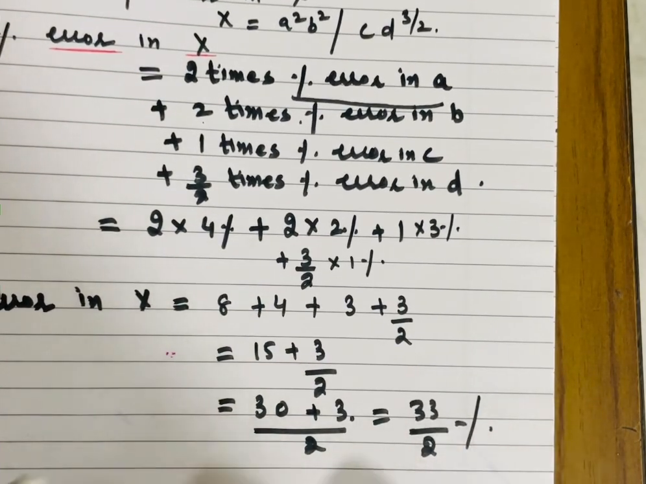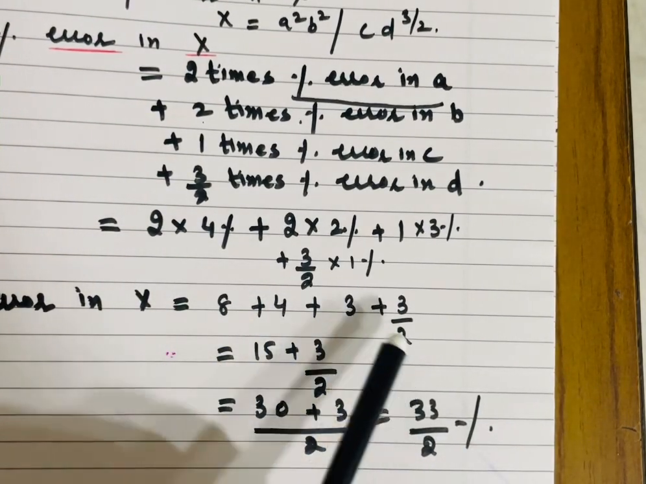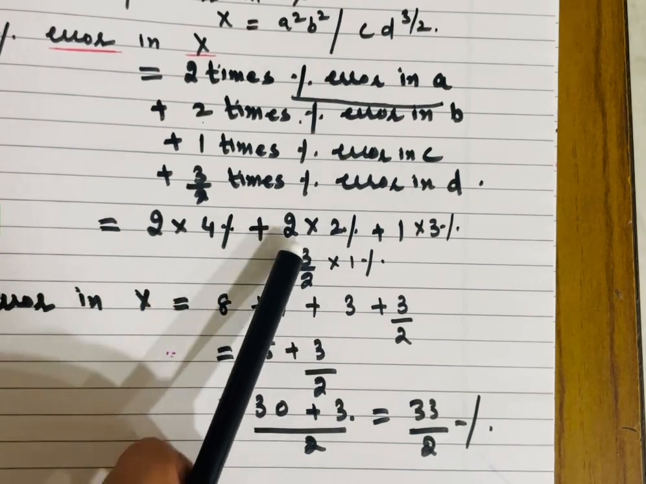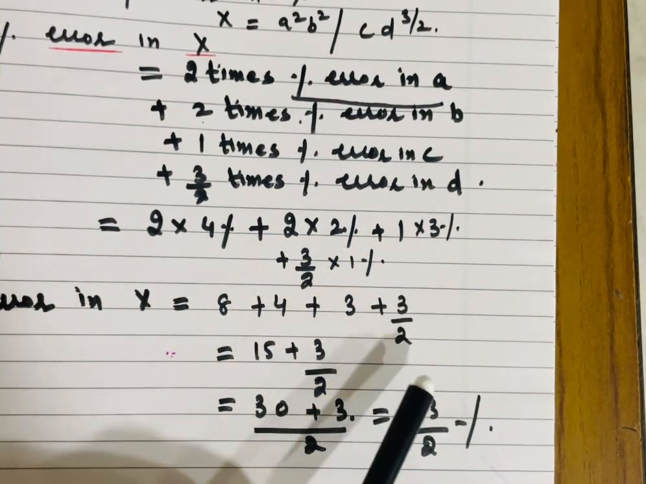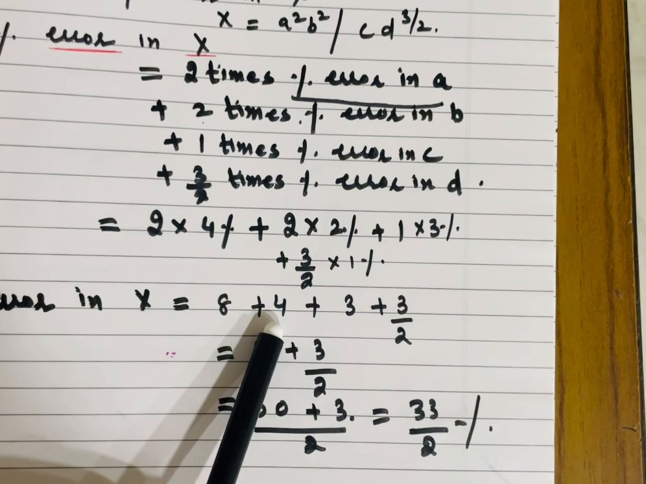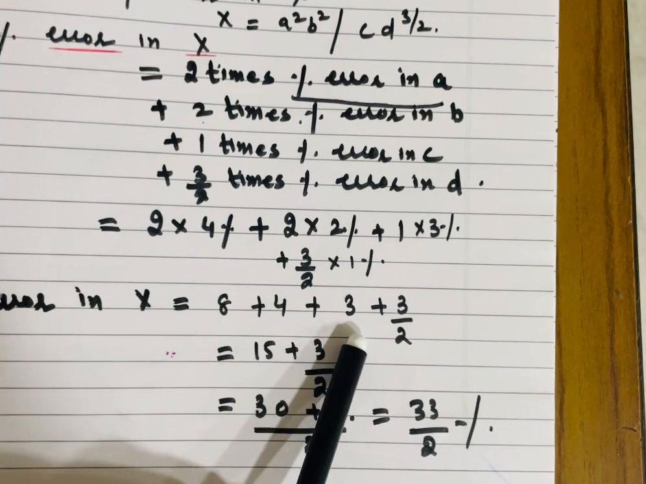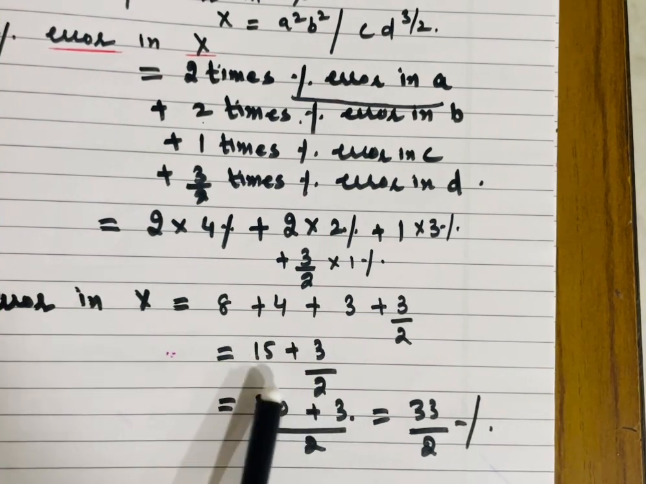Clear? 4 into 2 is 8, plus 4 plus 3 plus 3 by 2. 8 plus 4 is 12, plus 3 is 15, plus 3 by 2, that is 30 plus 3 by 2, which is 33 by 2%.